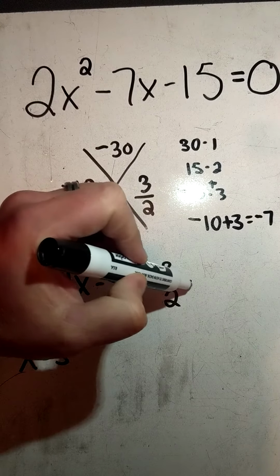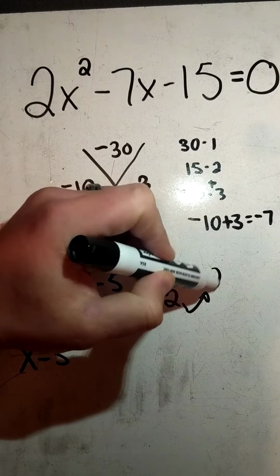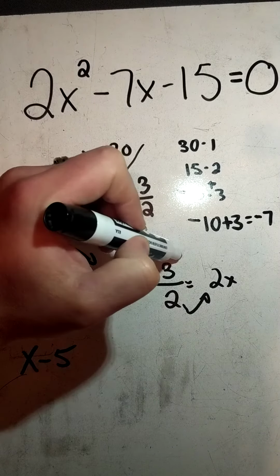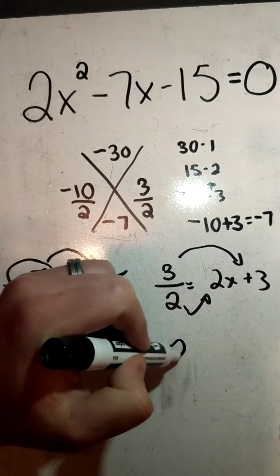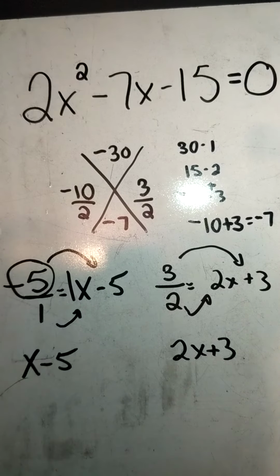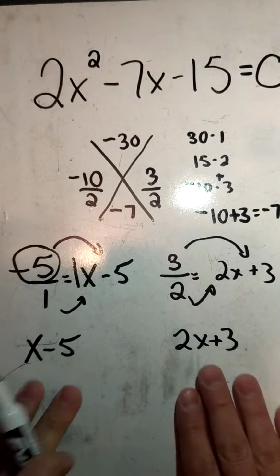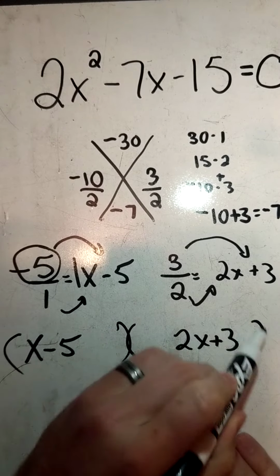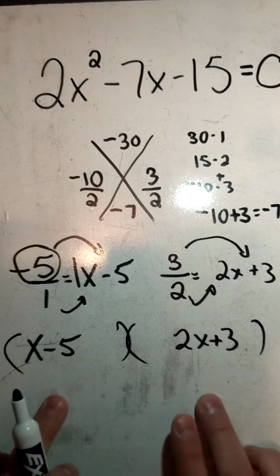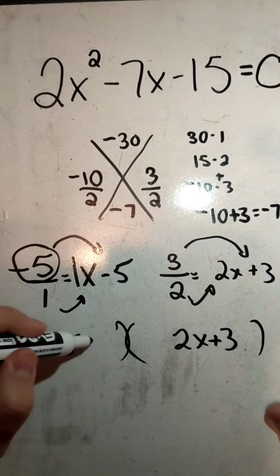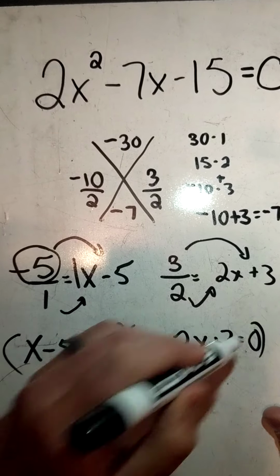Over here, I am going to have 2x and 3. So I have 2x plus 3. Now that is factored. If I put them in parentheses, those are the first steps that we had done with factoring. However, I want to solve. So I'm going to set both of these equal to 0.